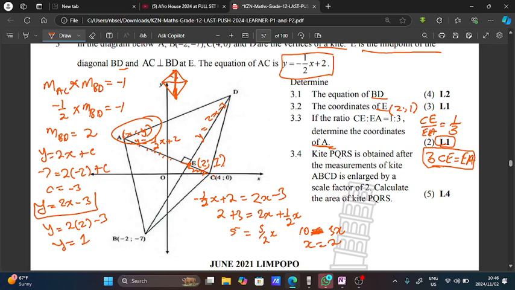PQRS is obtained after the measurement of a kite ABCD is enlarged by scale factor of 2. Calculate the area of the kite PQRS. So the area of ABCD. What is the area of a kite? Rachel, what is the area of a kite?